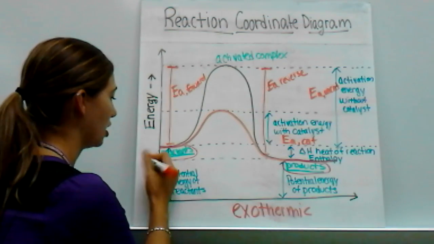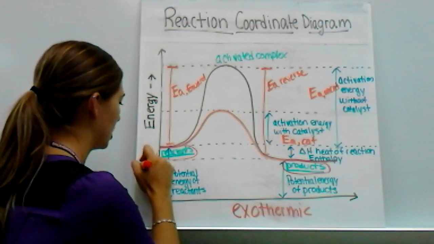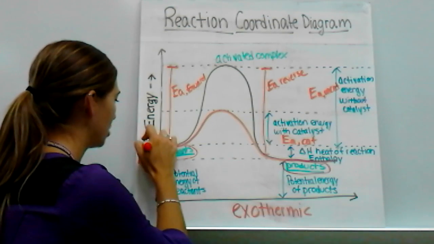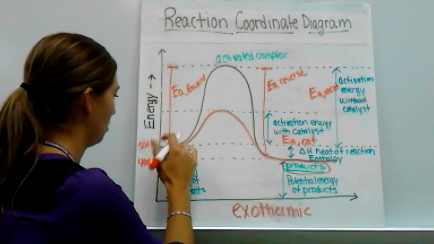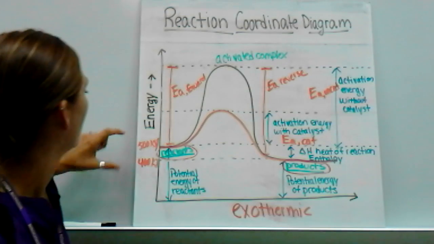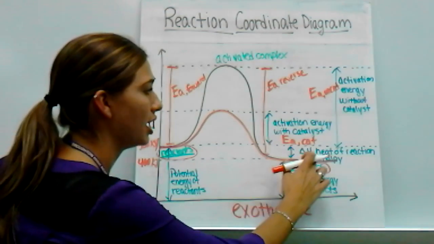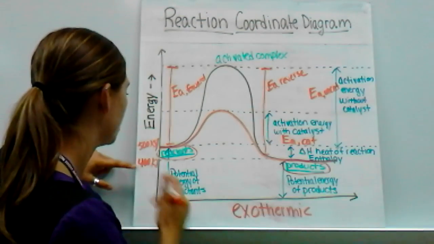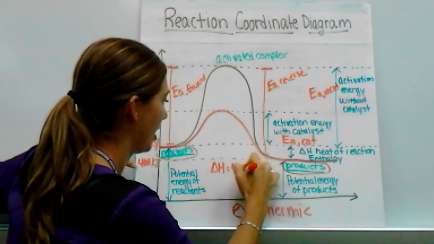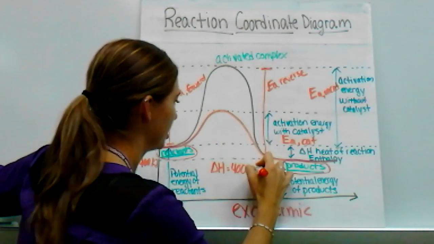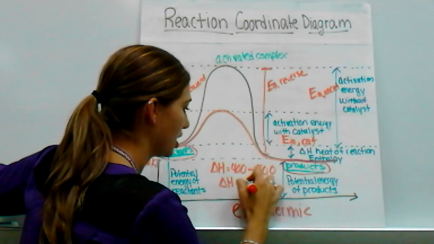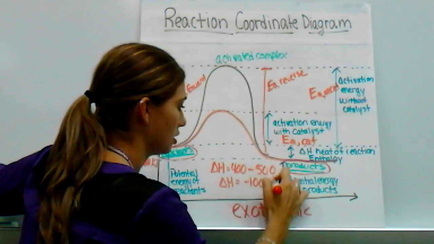So if I put a number here, say if I said that this was 400 kilojoules, and this was 500 kilojoules. If I wanted you to calculate delta H, what you would do is 400, so our product minus our reactant. So our overall delta H would be a negative 100 kilojoules.